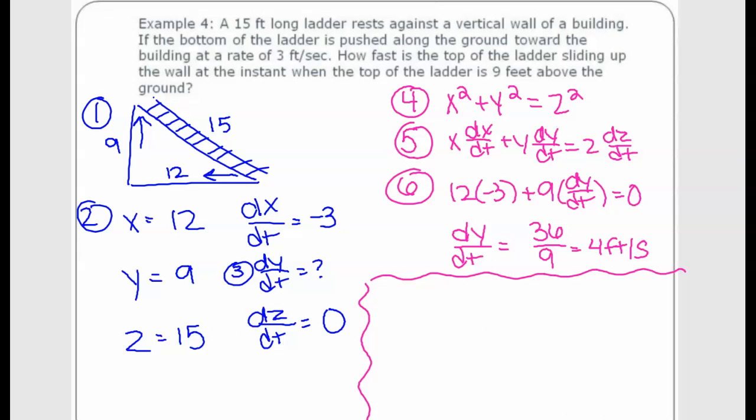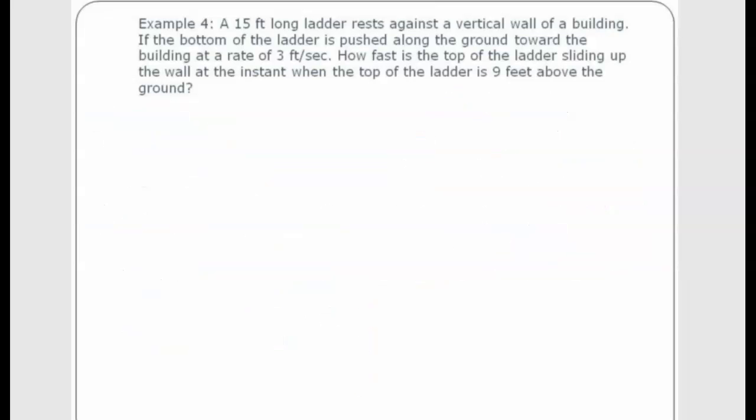Okay, example 4. This example is the reverse of what we just did. So now instead of the ladder sliding down, the ladder's going up. So our picture stays the same, but the variables and their values have changed. Now my ladder length is 15.